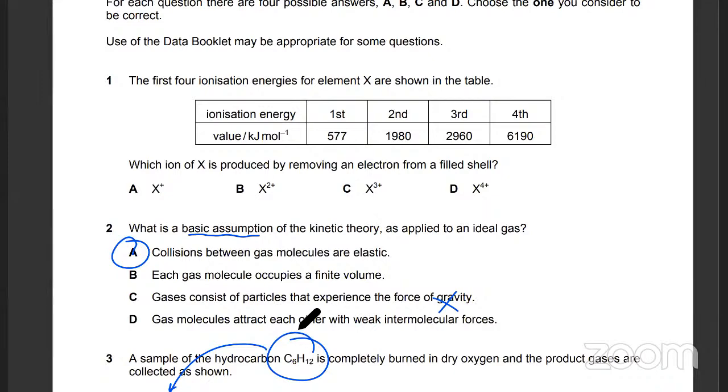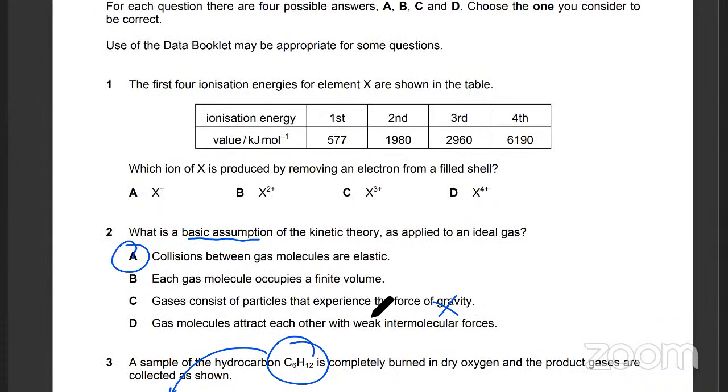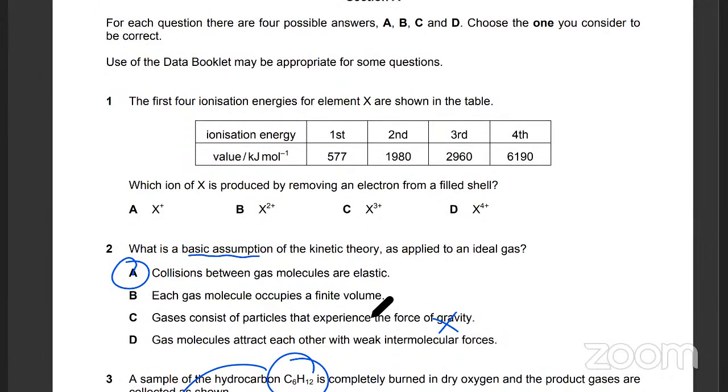I mean, there are two main basic assumptions. This assumption is also correct, but the two main basic assumptions are that you have weak or negligible intermolecular forces, or almost negligible intermolecular force, but you would have to confirm this one. And the other one is that the volume occupied by the gas particles is negligible compared to the volume that is occupied by the gas.